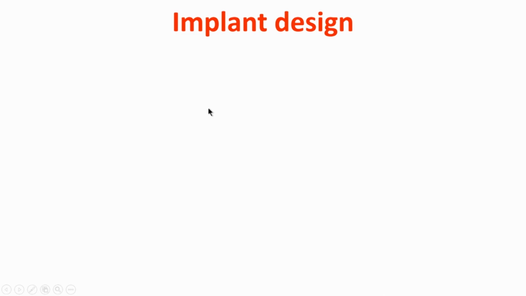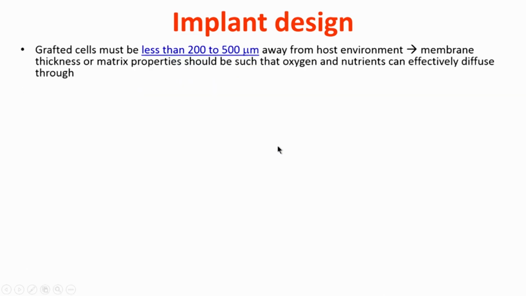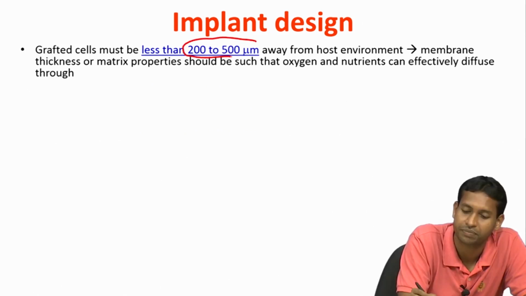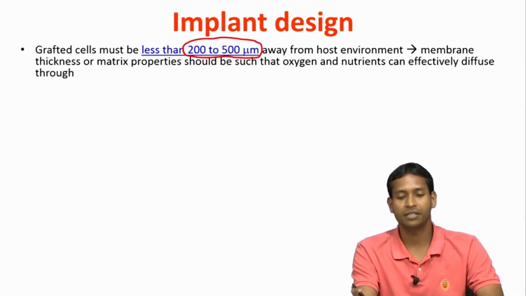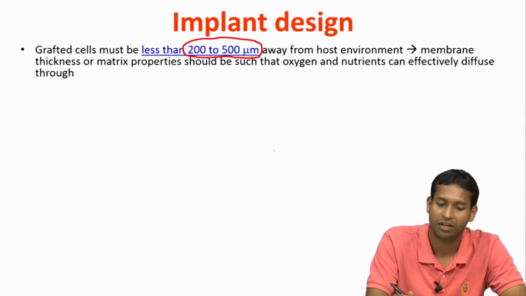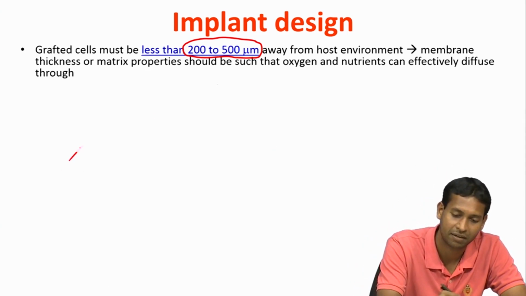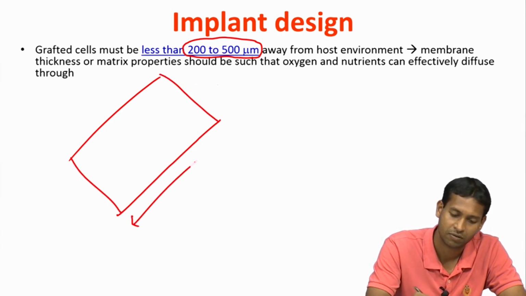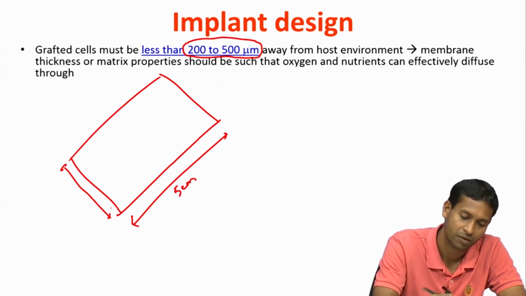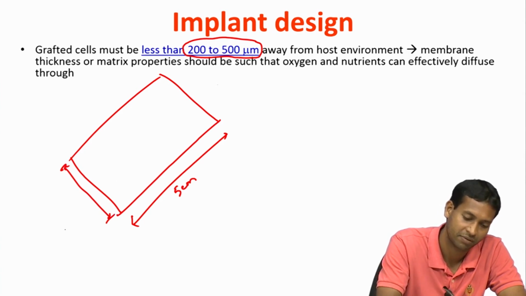So, let us look at some of the implant designs now. The grafted cells must be less than 200 to 500 micron away from the host environment, and where does this 200 to 500 micron number come from? That is because you want the oxygen and nutrients to effectively diffuse in the system. So, now let us say you put an implant which is, for example, 5 centimeter by 3 centimeter.